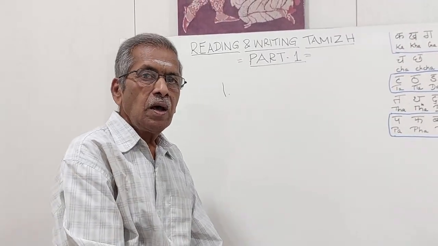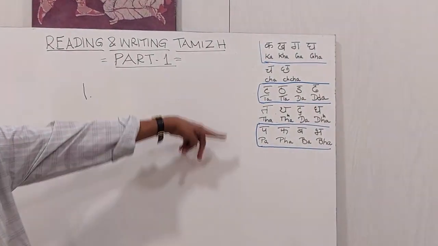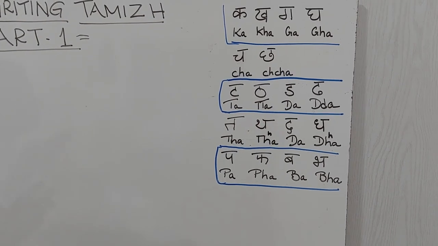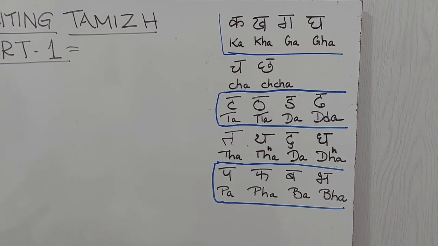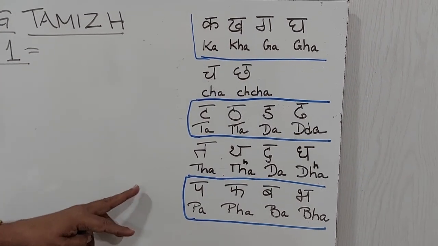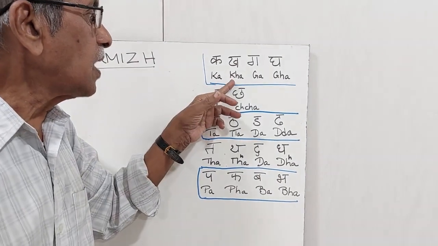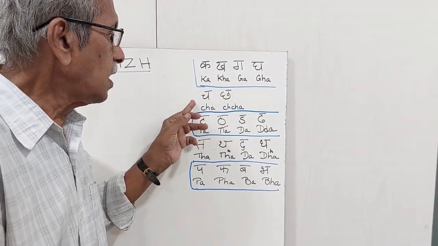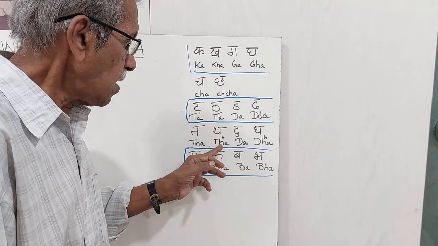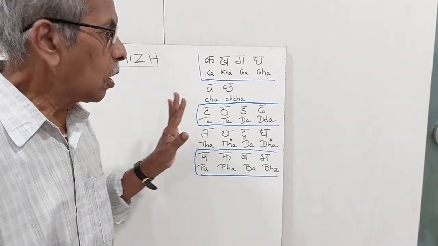Condition number one. Look at the traditional lettering sequence in Hindi. It's the same in Telugu, Kannada and Malayalam, but it is different in Tamil. What is different in Tamil is what we are going to see now with reference to this set. This is ka, kha, ga, gha, cha, chha, ja, jha, ta, tha, da, dha, pa, pha, ba, bha. That is how we pronounce this.